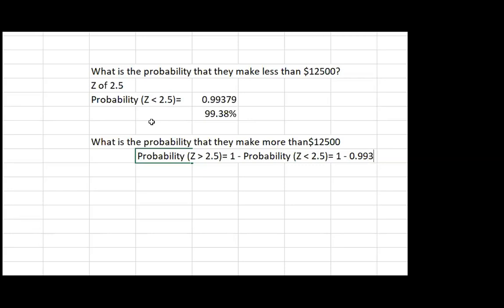Is that supposed to be more than or less than in the parentheses there? This one is more than. If the question is saying more than, in the second part, then more than means 1 minus less than. It's the opposite. So that's equal to 1 minus 0.9938, and that would be 0.0062. Later you will see that this opposite part will be your p-value, that small part.